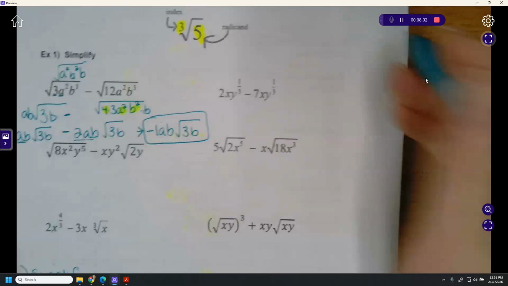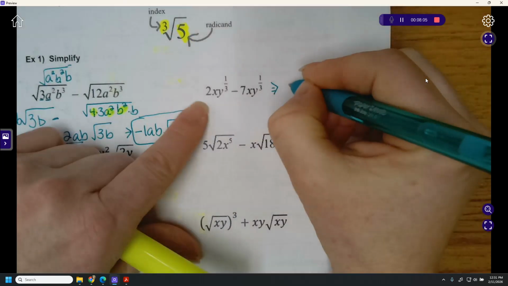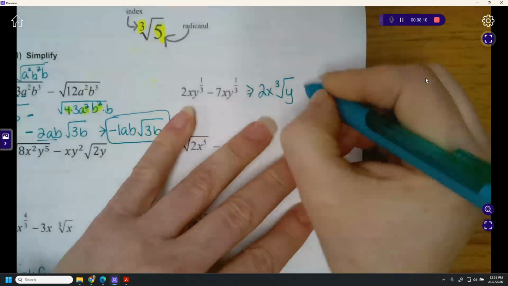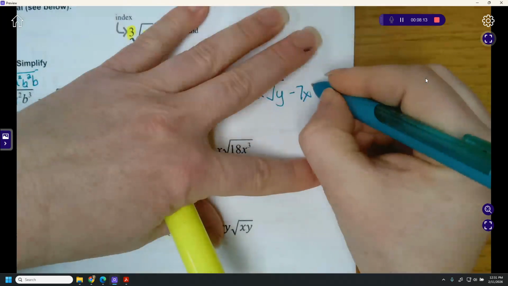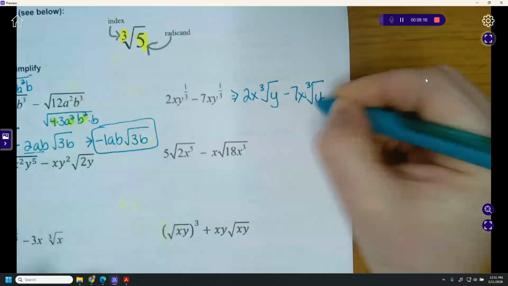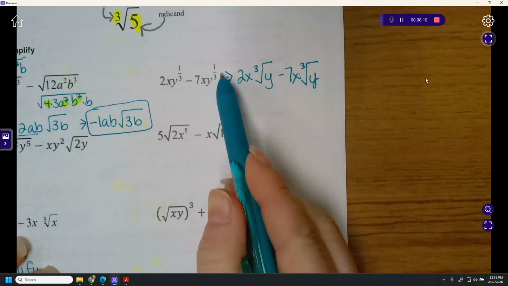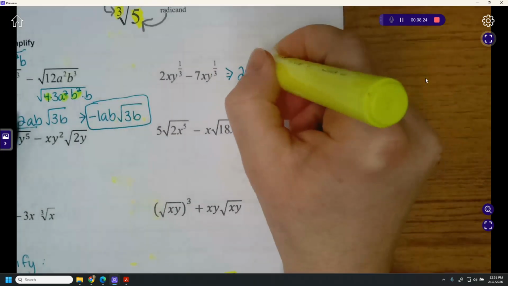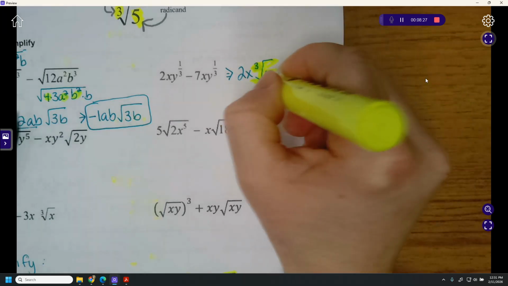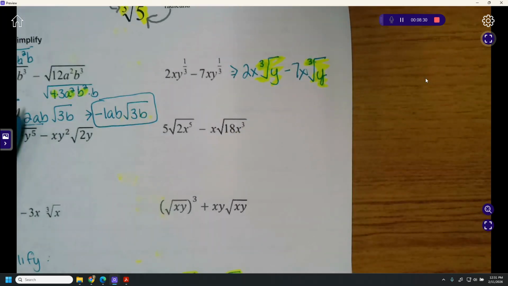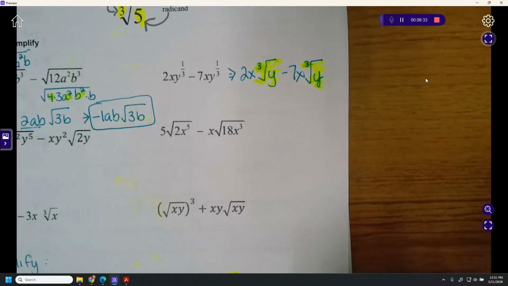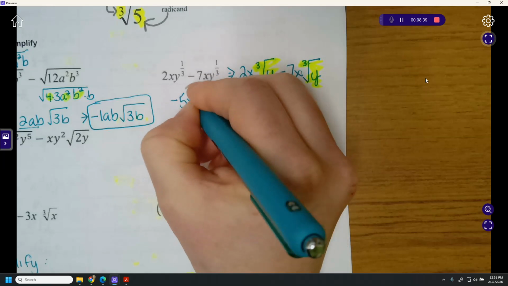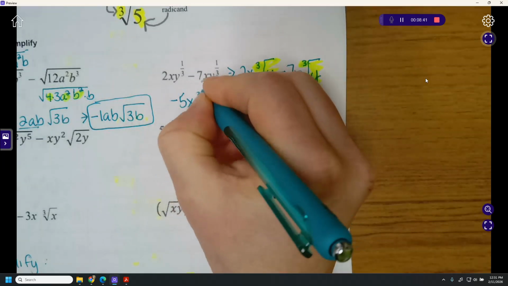Let's rewrite these as radicals. So this would come out to 2x times the cubed root of y minus 7x times the cubed root of y. That's a cubed root right there, because x to the 1/3 and y to the 1/3 are cubed roots. The radicands are both the cubed root, and underneath here are both y's. That means I can put these together. Are these like terms? They sure are. I have 2x, take away 7x. That would be negative 5x times the cubed root of y.